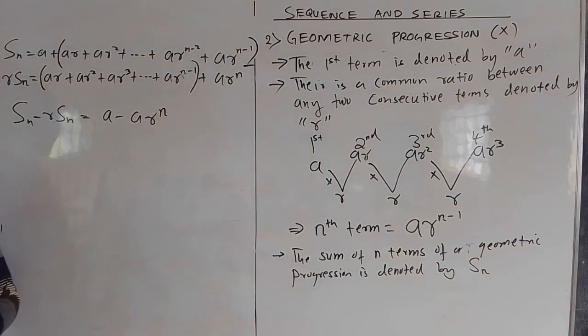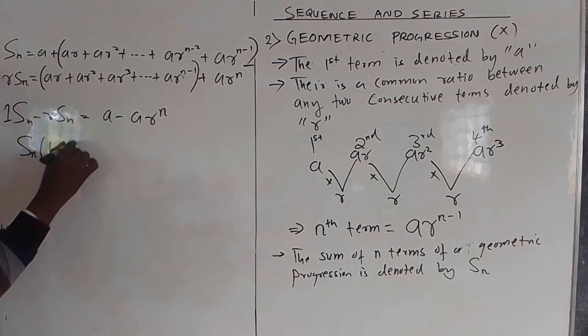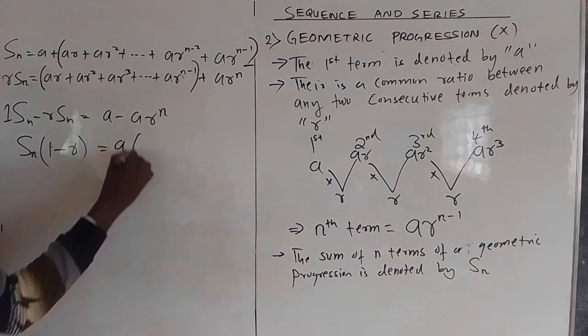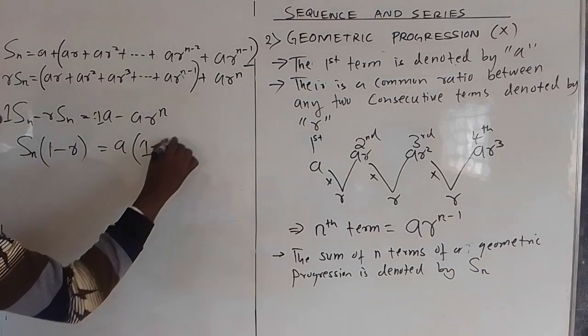Are we together? So from here you can see, on the left hand side of the equation, Sn is a common factor, isn't it? So you can factorize out the common factor. If you factorize out the common factor here, you remain with a coefficient of 1 minus R. Then on the other side, you can see A is a common factor. If you factorize out the common factor outside the bracket, here you remain with 1, and here you remain with minus R^n.